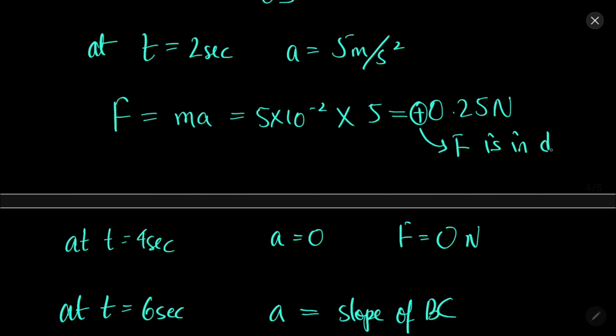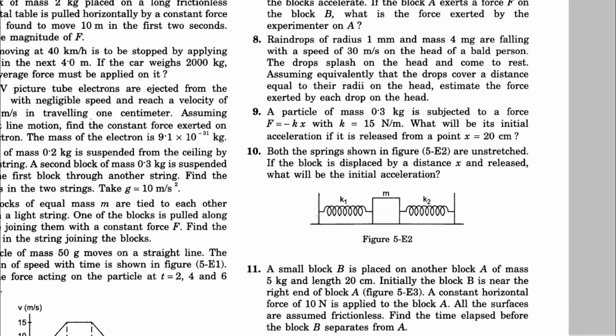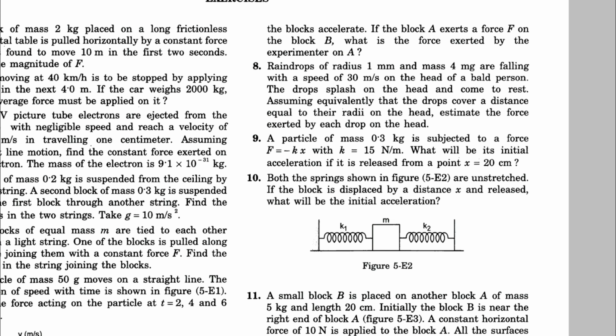In the seventh question, we have two blocks A and B having different masses, and they are placed on a frictionless table. Now the block A is pushed and it is behind block B, so they will accelerate. Block A has been exerted a force on it, and this block will obviously exert force on B because they are in contact. So what is the force exerted by the experimenter on A? To understand this, let's draw the free body diagram. So this is the solution to the 7th.